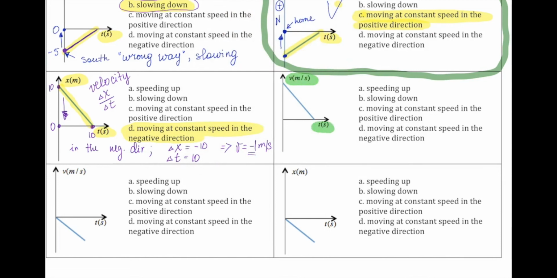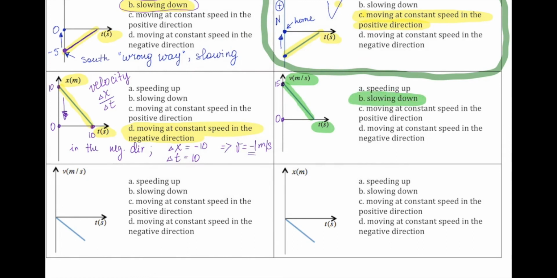Now here we have velocity versus time. What is happening with our velocity? Well, it dropped from, let's say, 15 meters per second to 0. We decelerated, we slowed down, and we slowed down at a constant rate, so we have a constant negative acceleration, which means that the answer to this is slowing down.